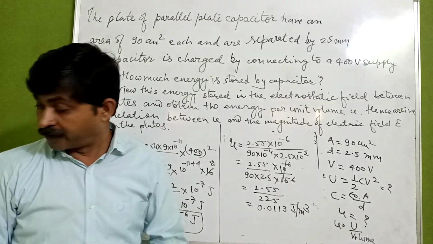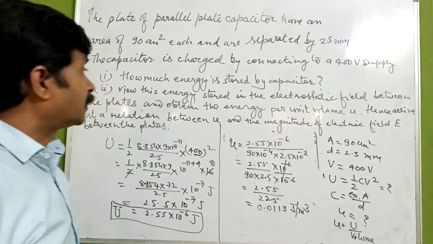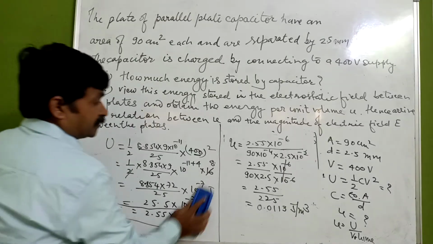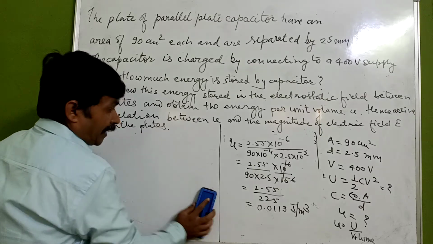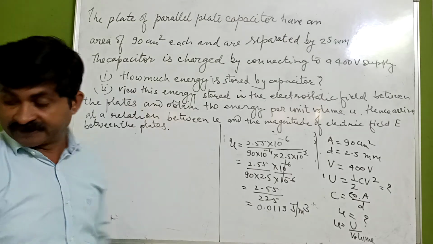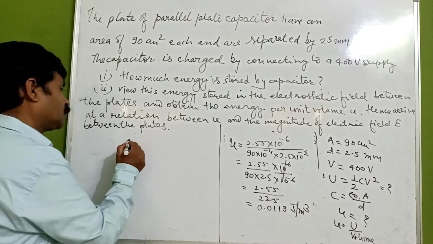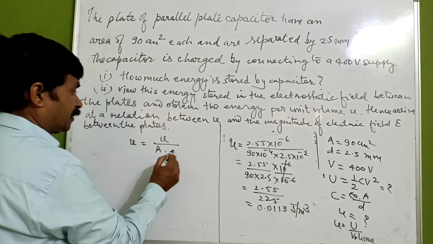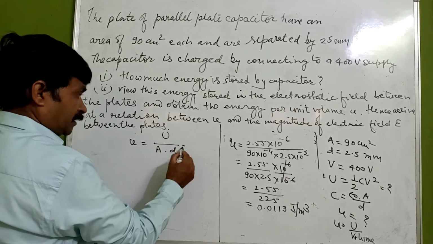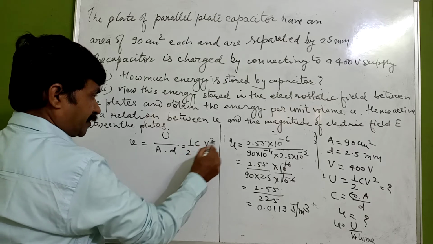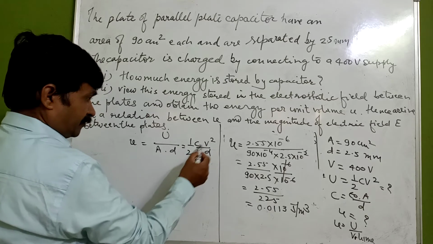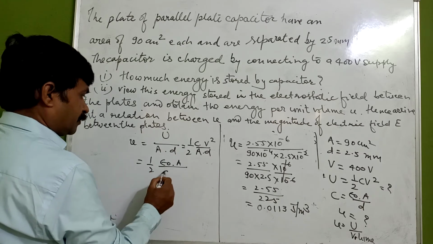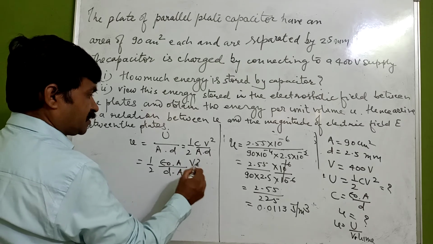Now the next part of the question is we have to calculate this energy and energy density, the relationship between electrostatic field and energy density. Now here we have U equals U upon volume, means A into D. This capital U means half CV square upon A into D. Now we know that C is equal to epsilon naught into A upon D. A is already there, D is there and V square is there.